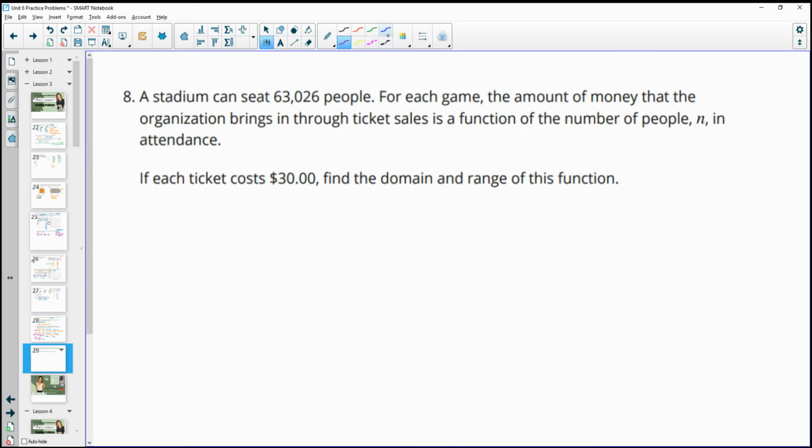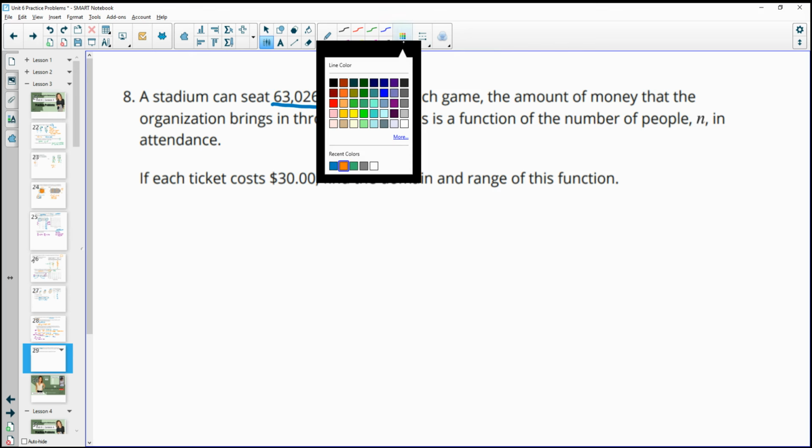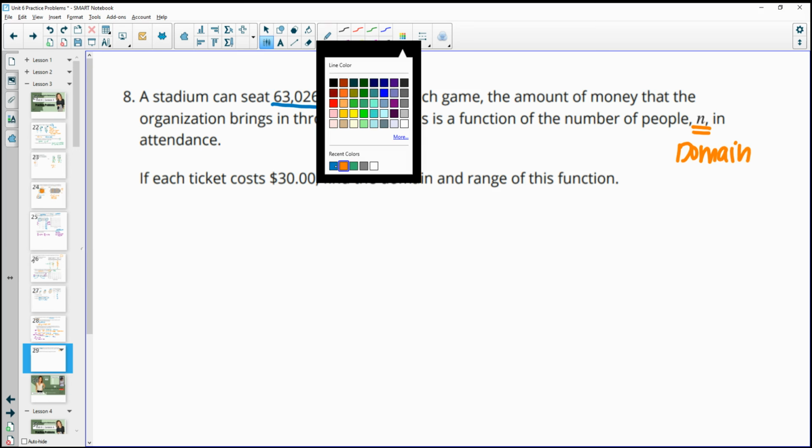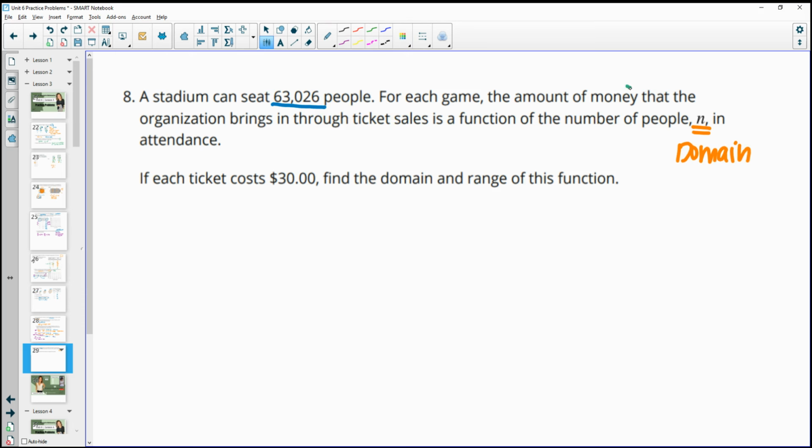Number 8, a stadium can seat 63,026 people. For each game, the amount of money that the organization brings in through ticket sales is a function of the number of people N in attendance. So that means that N is our domain, and the money is our range. So if each ticket costs $30, find the domain and range.